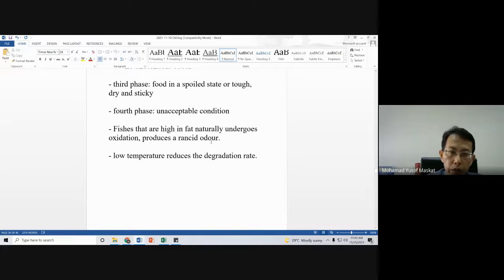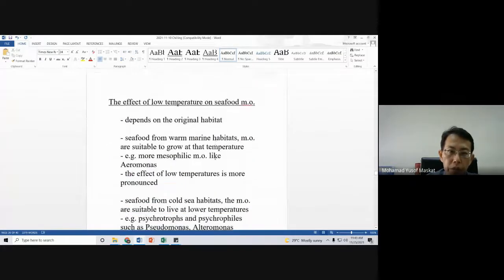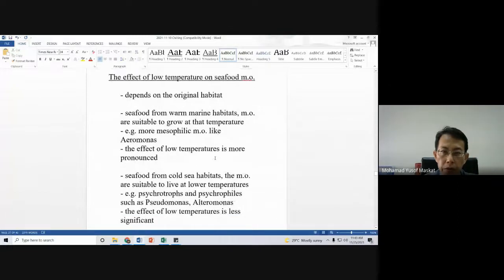So low temperature will reduce the degradation rate. What are the effects of low temperature on seafood microorganisms? Microorganisms are important in any preservation situation, because the majority of food degradation is caused by microorganisms. When we lower the temperature, how does the microorganism react? It depends on its original habitat. Certain microorganisms are at different habitats, different environments.